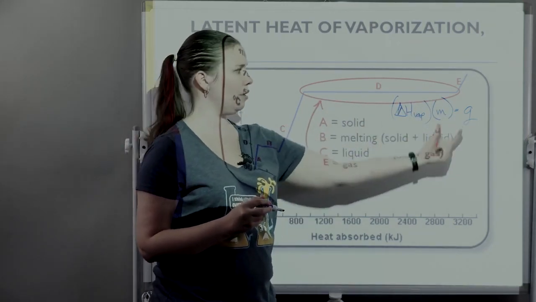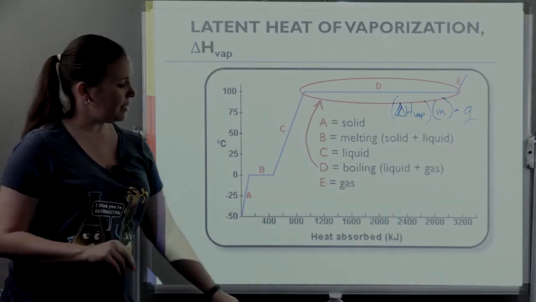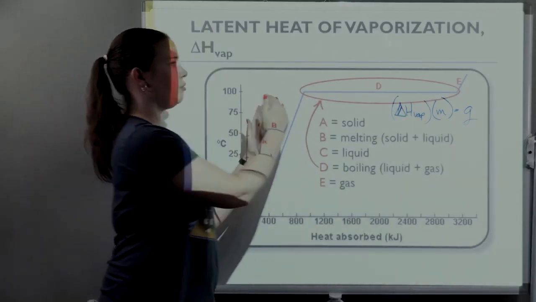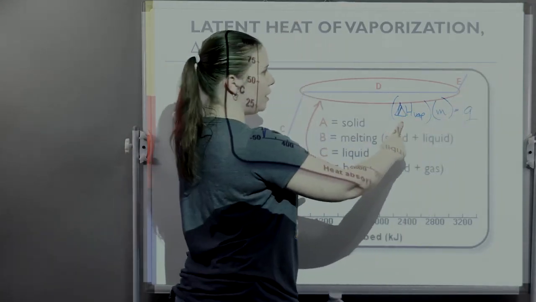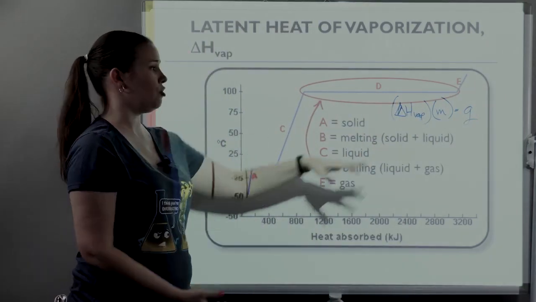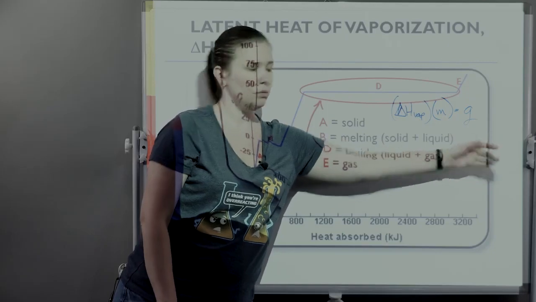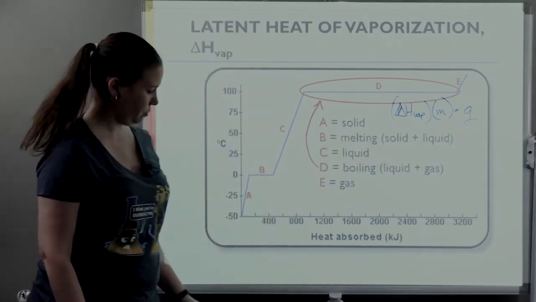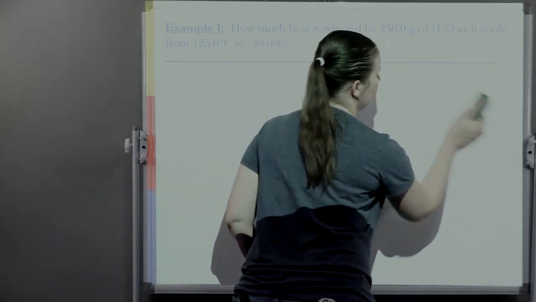If it's this much energy per gram, times the grams will give us the Q. We just again have to be careful of the sign. If I'm going from liquid to gas, I would need to input energy, and so that would be positive. But if I'm going from a gas back to a liquid, I would need to release energy, and therefore this would be negative. And that will therefore dictate your sign of Q. The mass can't be negative, of course. So those are our two new formulas, more or less.